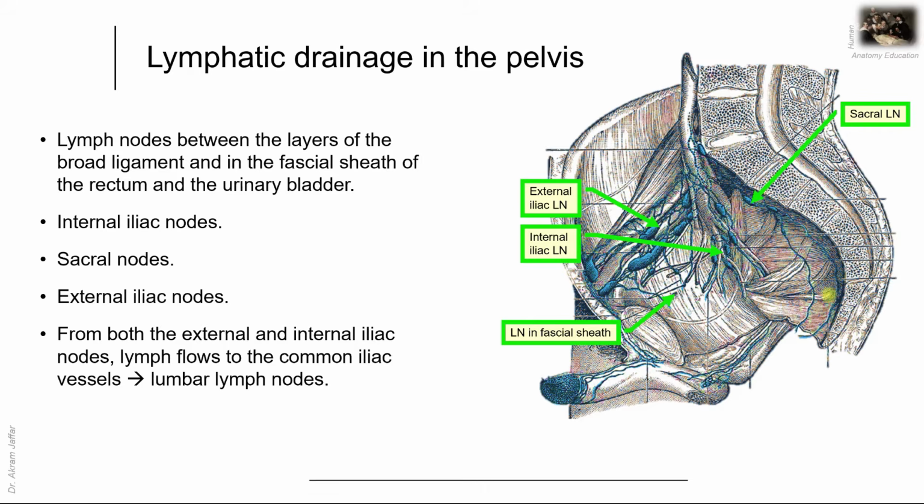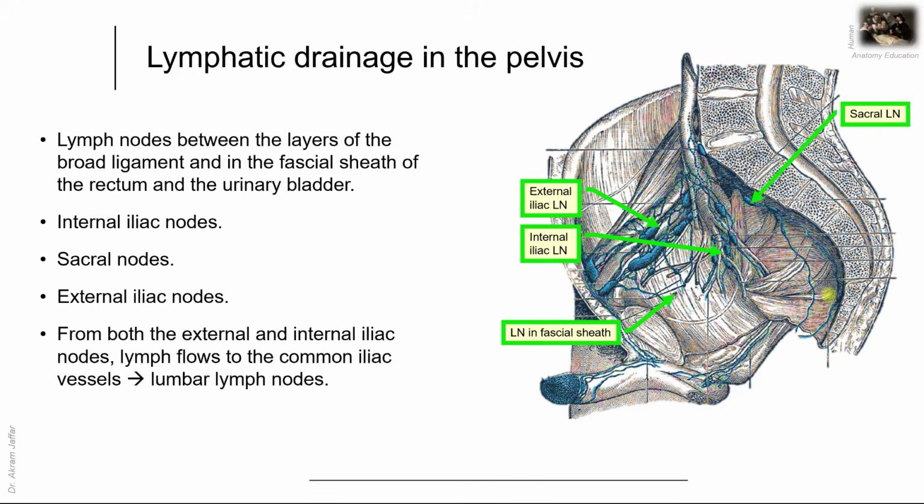The internal iliac nodes drain the base of the bladder, the inferior half of the rectum and upper part of the anal canal, the cervix, body of the uterus, the upper part of the vagina, and the prostate gland as well. The other group of lymph nodes present in the pelvis are the external iliac lymph nodes, and these drain structures located superiorly in the anterior portion of the pelvis, like the uterine body and the upper part of the urinary bladder.